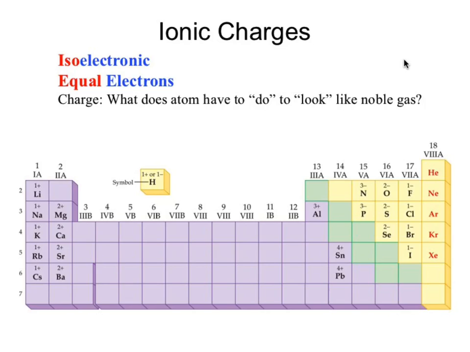Isoelectronics, same electrons. Neon has how many electrons? 8. I don't accept 8. Neon has how many electrons? Neon has fundamental. It has 10 electrons. It has 8 valence. Okay? Isoelectronic means same electrons. Not same valence, same electrons. Though arguably you get the same answer.